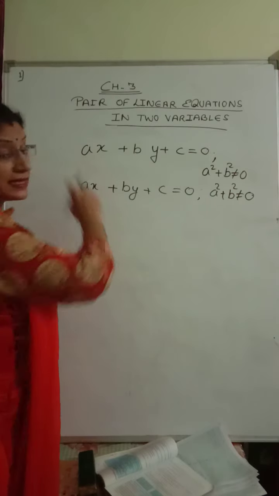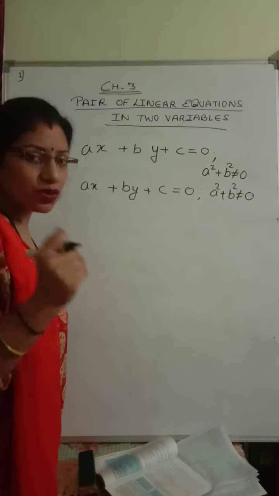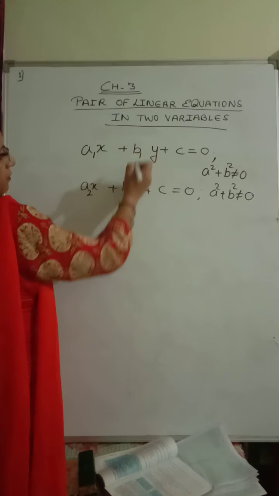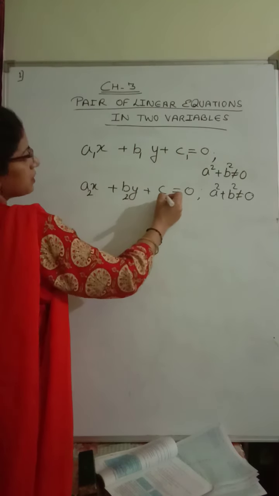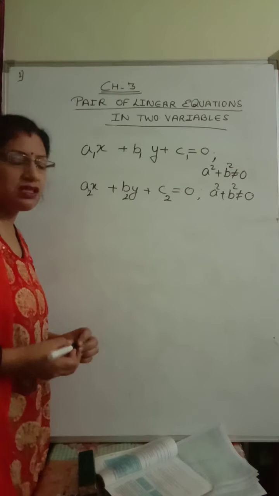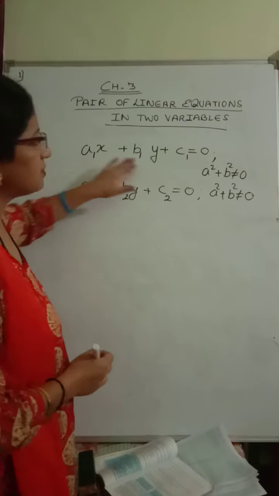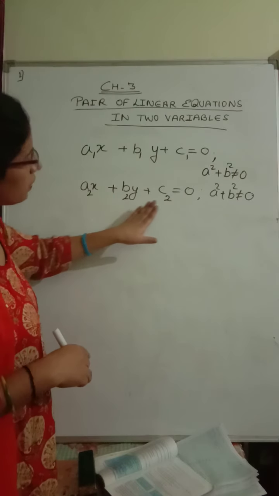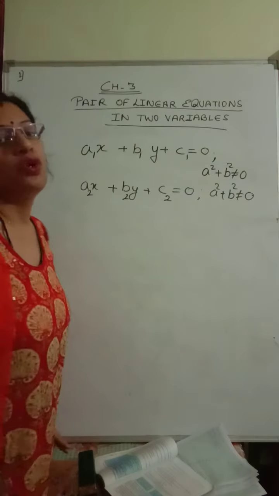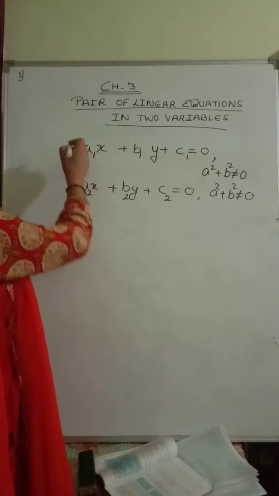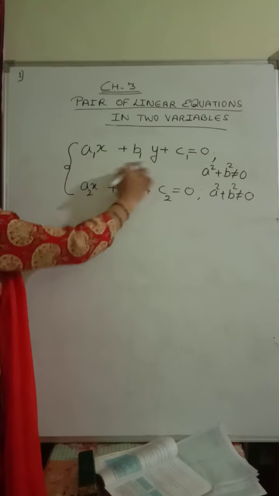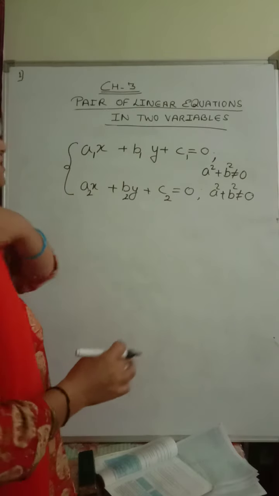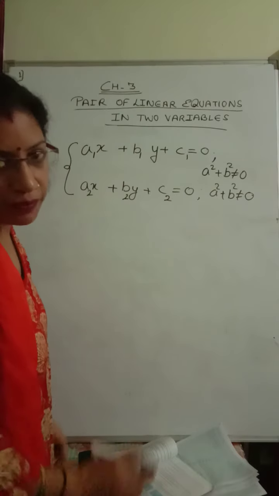But these two are exactly the same. There is no difference. So to make a difference, let us say this is a1, this is a2, b1, this is b2, c1, this is c2. So that means the first equation becomes a1x plus b1y plus c1 equals 0, and the second equation a2x plus b2y plus c2 equals 0. So these are our pair of linear equations in two variables. This is the chapter name.